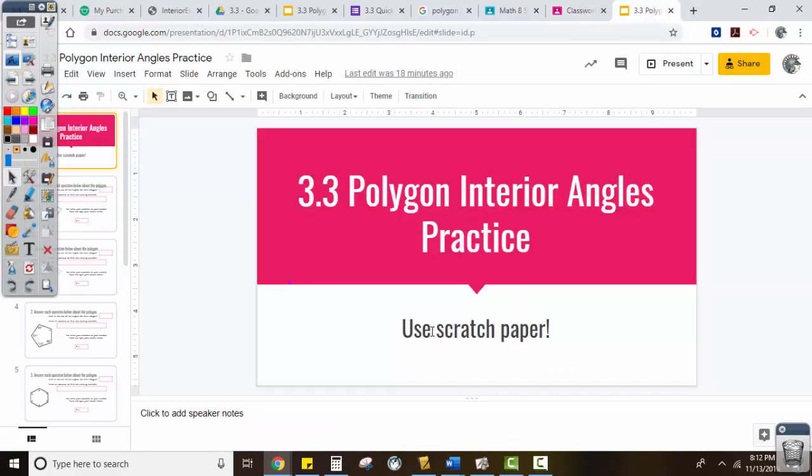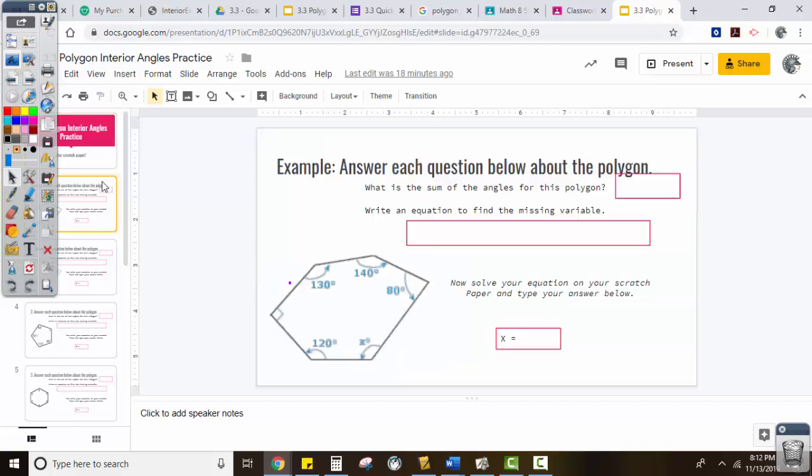It says you're going to need to use scratch paper, so you can use the back of the sheet that you just took notes on. And you're going to go through and solve it. So the first slide, I'll do an example with you, but it's very clear on what you have to do. You're going to type your answers in the box. So the first one says answer each question below about the polygon. So here's the polygon, here's the example one. It says what is the sum of the angles for this polygon?